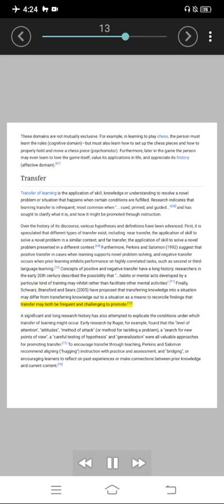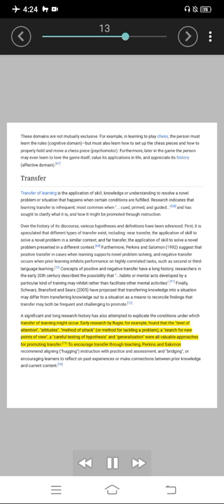72. A significant and long research history has also attempted to explicate the conditions under which transfer of learning might occur. Early research by Ruger, for example, found that the level of attention, attitudes, method of attack, or method for tackling a problem, search for new points of view, careful testing of hypothesis, and generalization were all valuable approaches for promoting transfer.